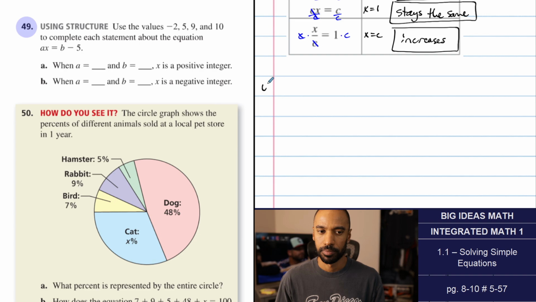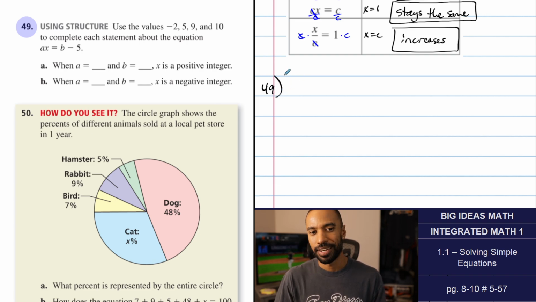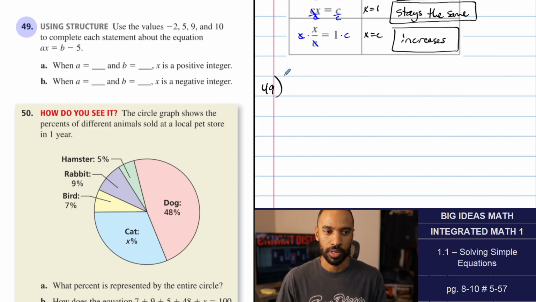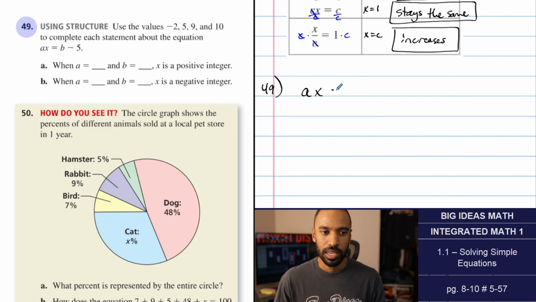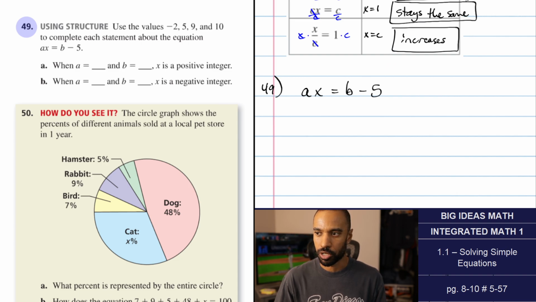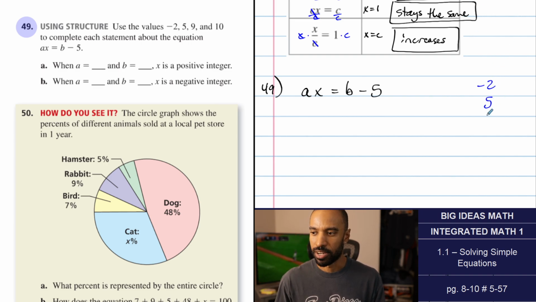Using structure. Use the values of -2, 5, 9, and 10 to complete each statement about the equation ax equals b minus 5. When a equals this and b equals this, x is a positive integer. Okay, so we have 4 options. We have -2, we have 5, we have 9, and we have 10.